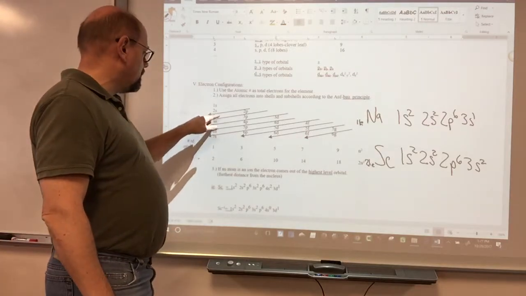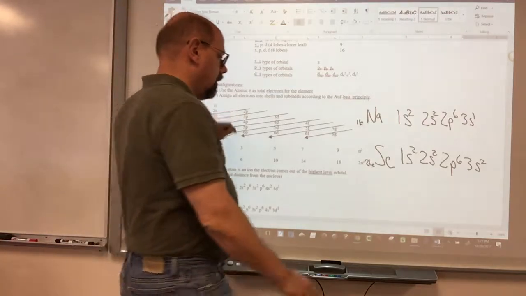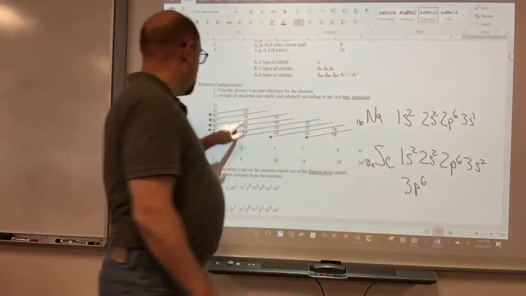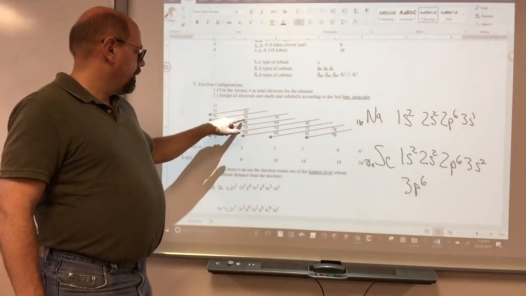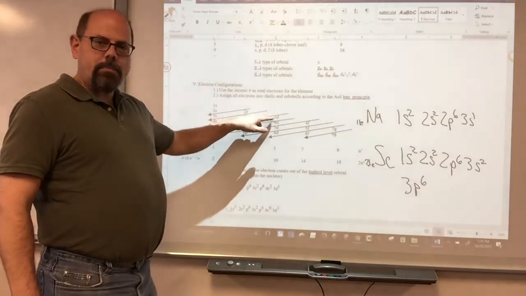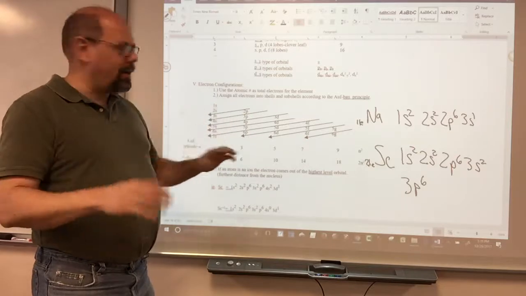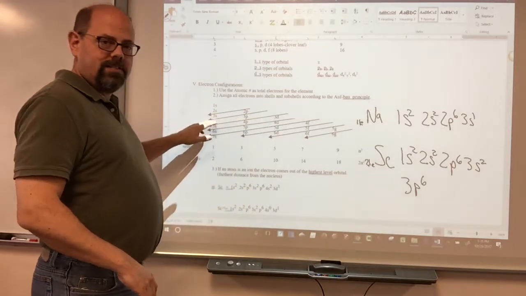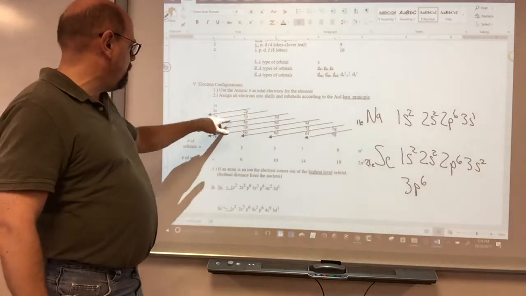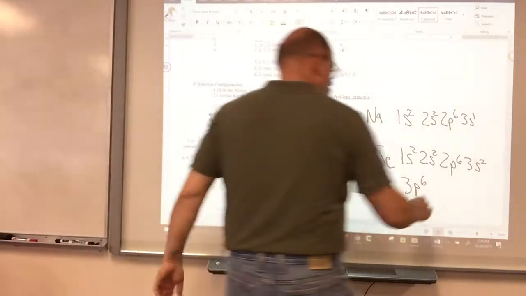Once 3s is filled, I'm going to go to the 3p. That can take 6, right? 3p can take 6. That's the max right here. Then what's next? Do I go to 3d? Well, the d shape takes a little bit more energy to get it to vibrate in that pattern, and it's easier to fill up a sphere, even though it's one distance further from the nucleus. So the 4s goes next. So I go from 3p to 4s. That's where this changes a little bit.